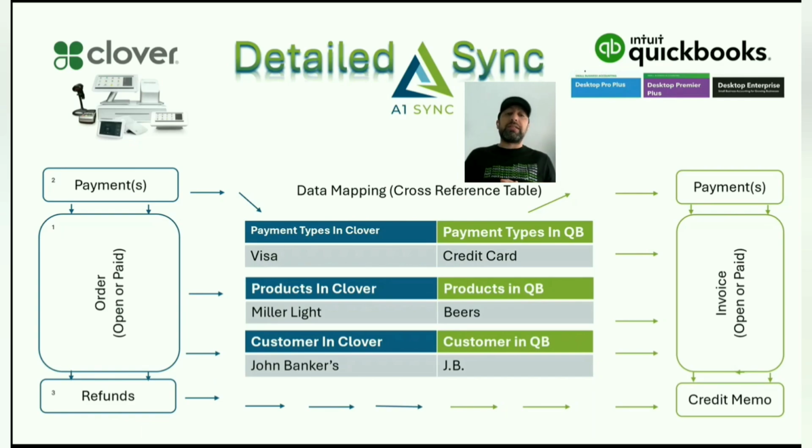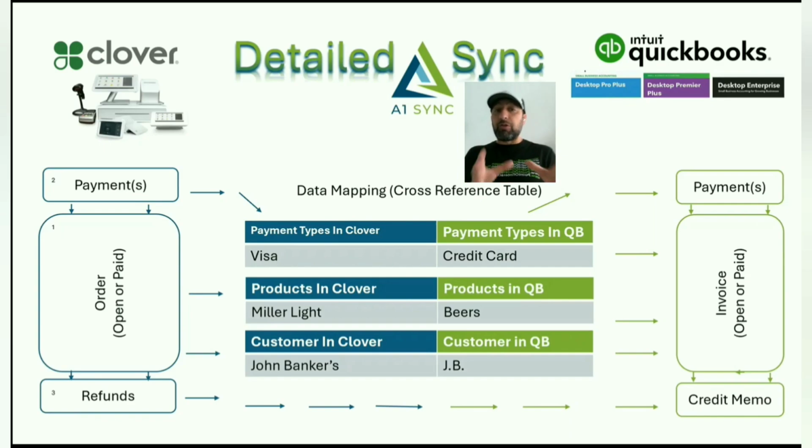So this is what our merchants are telling us. In QuickBooks, sometimes they'll actually have a one-to-one relationship, meaning the Miller Lite they have in Clover, they'll have a Miller Lite in QuickBooks. But what if they don't? What if in QuickBooks they're just keeping classes of income, meaning all the beers just have one product called beers, and all the flavors and types and brands of beers that are in Clover all need to be mapped to just a single beers product.